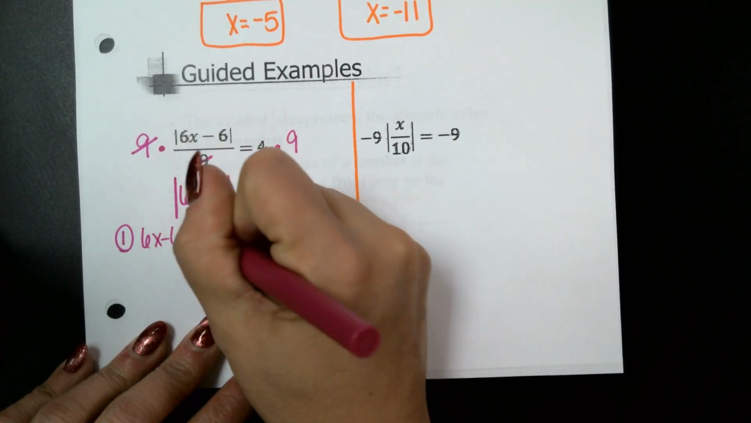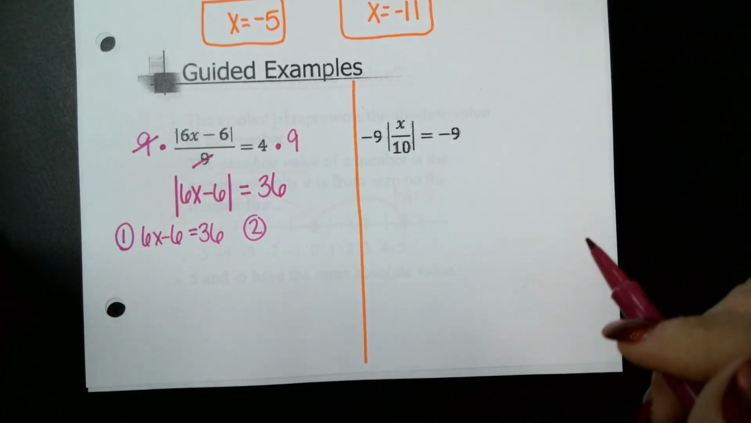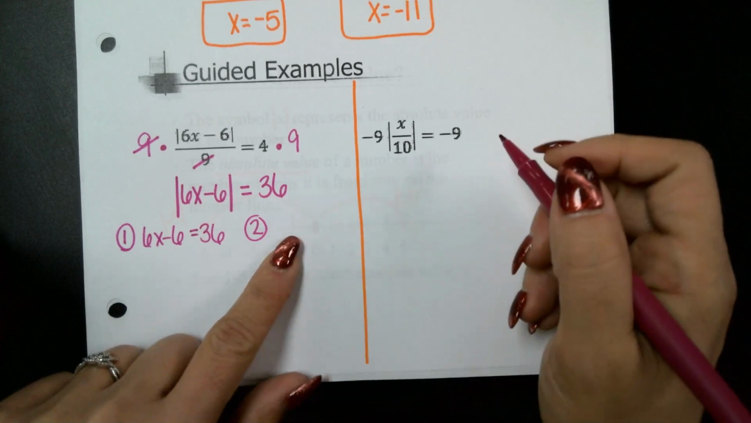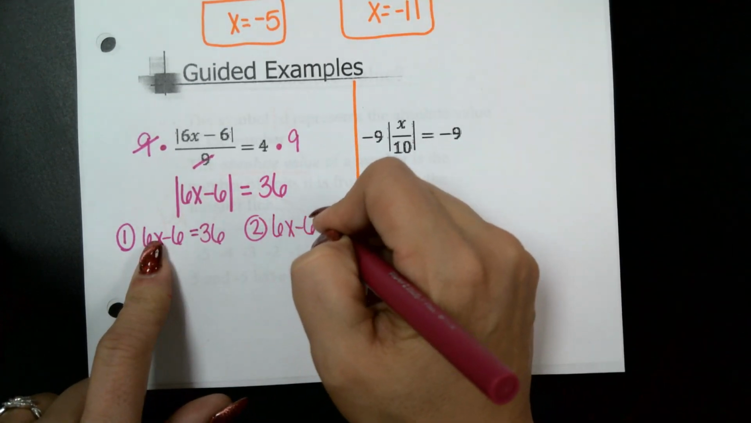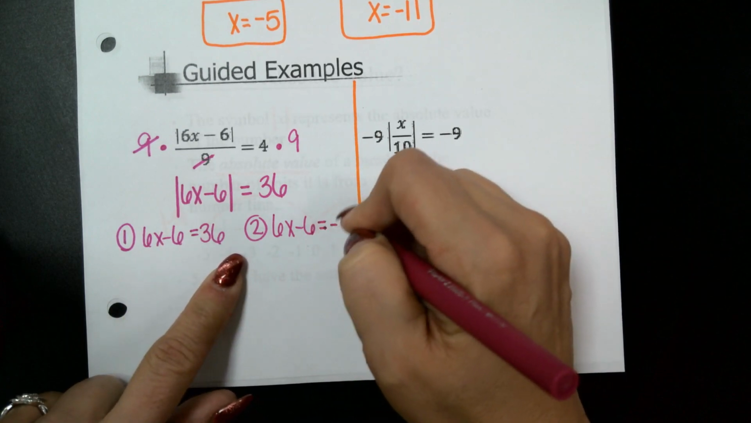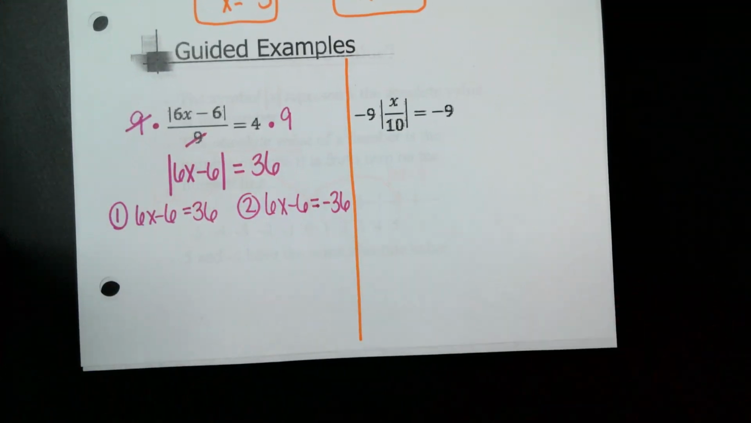6x minus 6 equals 36. No bars, right? My second equation is going to start out the same way. It's still going to be 6x minus 6, but it's going to equal what? Negative 36. So now you can go ahead and solve both of those. Those are just two-step equations. Add 6 to both sides and then finish with division.